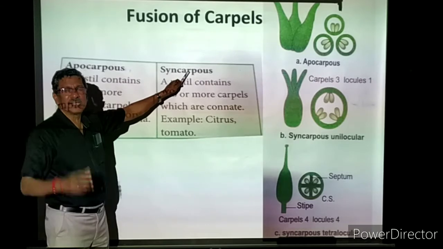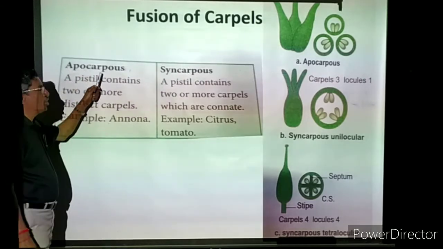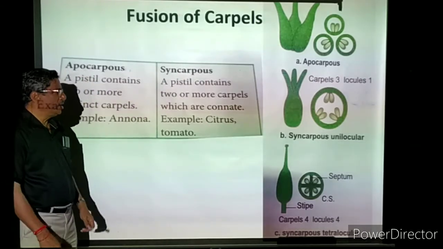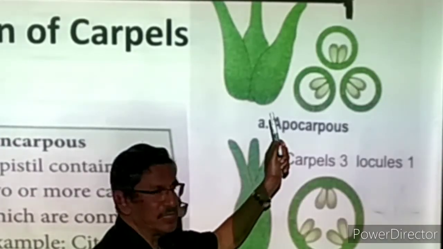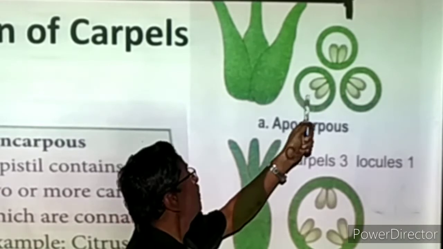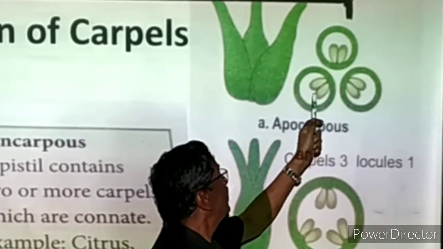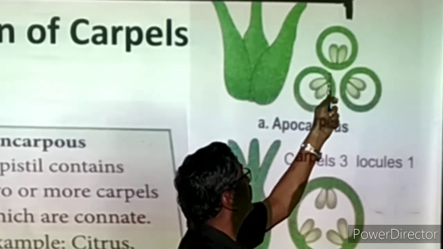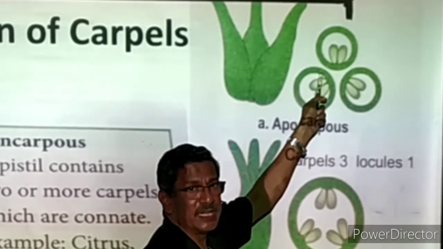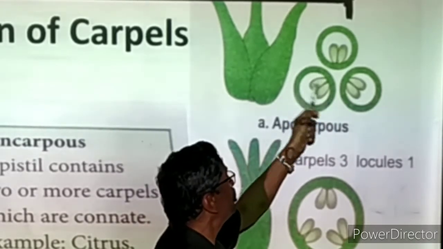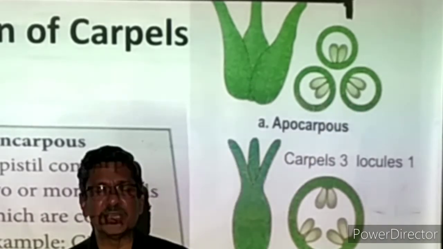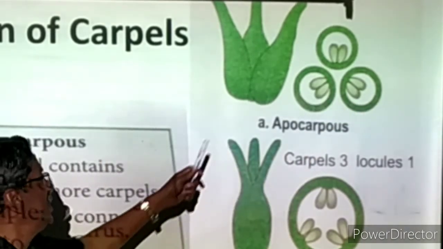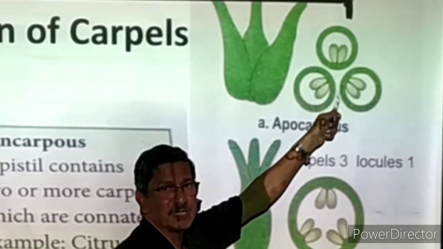In the syncarpus, carpels are fused side by side. In the apocarpus, carpels are totally free. They are not touching each other. Now we are coming to a simple diagrammatic representation of the apocarpus. Imagine that an ovary is there. In the ovary, three carpels are there. Now this is one carpel. I told you the carpel wall is green. Here, this is one carpel, second carpel, third carpel. They are not touching each other. They are free from each other. It is called the apocarpus.